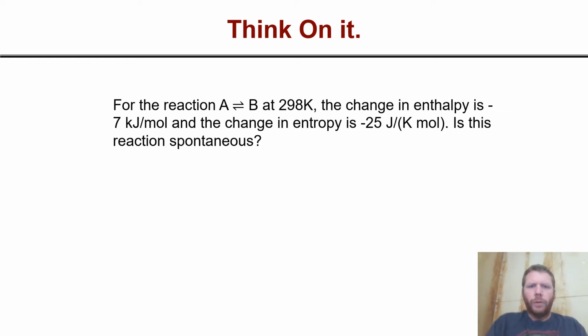So, a continuation of what we were just talking about, I'd like to illustrate the delta G equals delta H minus T delta S with the following word problem. For the reaction, reactant A is in equilibrium with product B at 298 Kelvin.